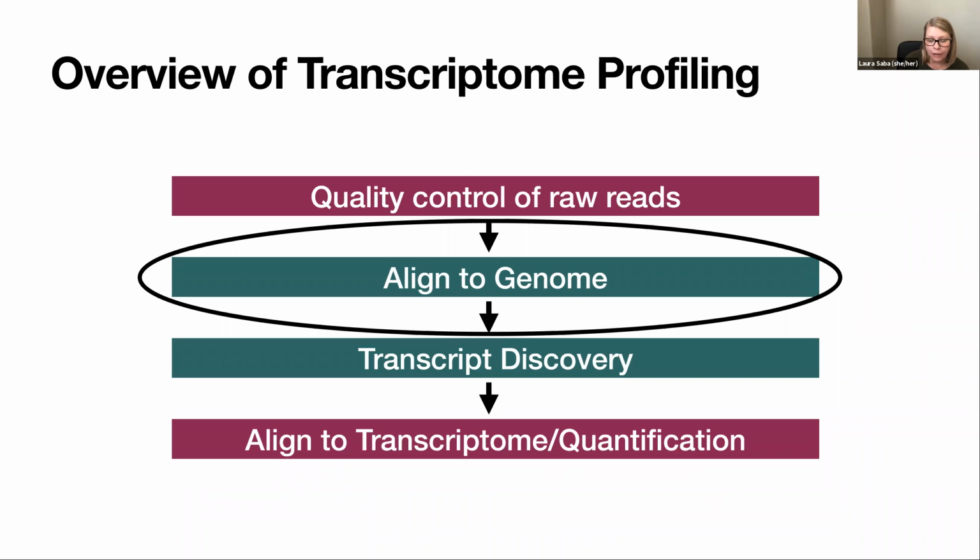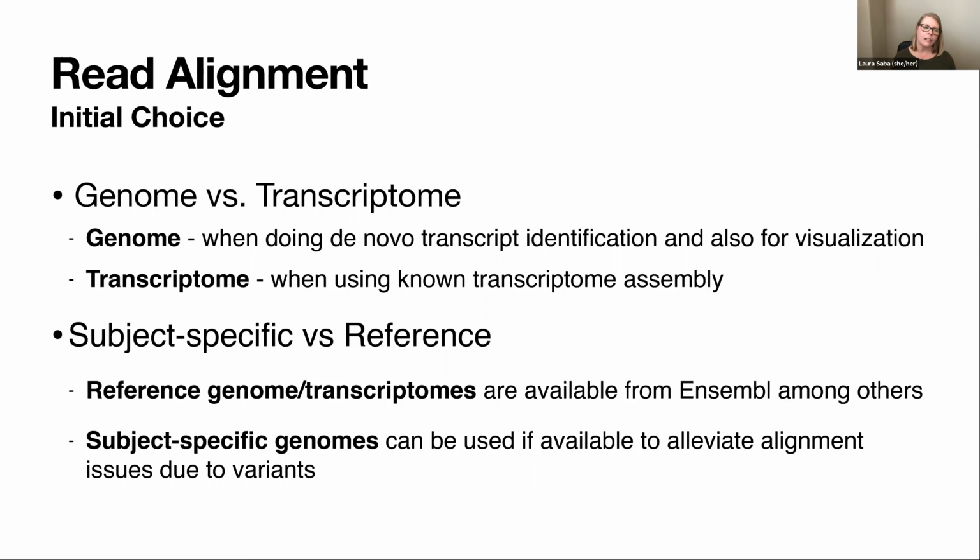So if you're going through the path of transcript discovery, our next step is to align to the genome. So we're going to talk about aligning to the genome here first, because that's what you have to do for de novo transcriptome. But like we said, you can go right to the alignment to the transcriptome if you prefer.